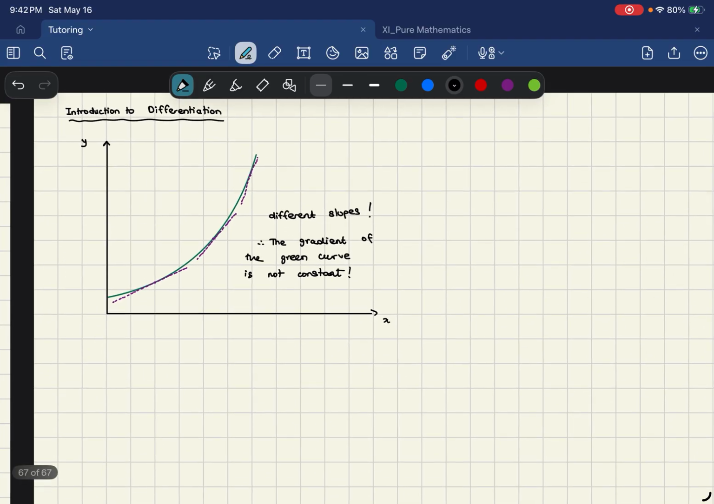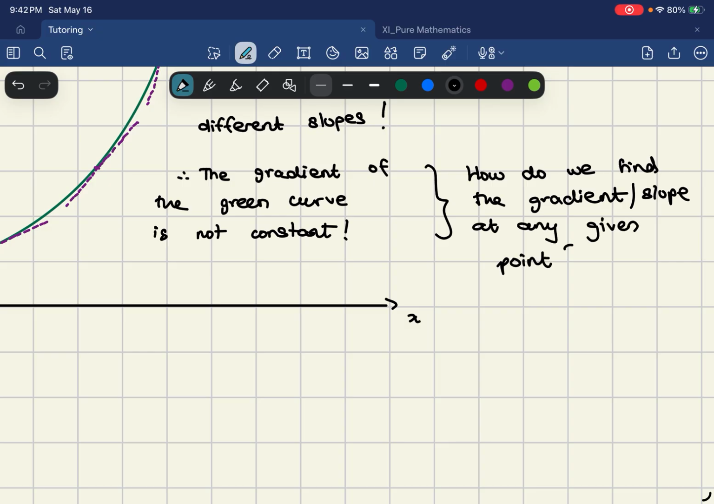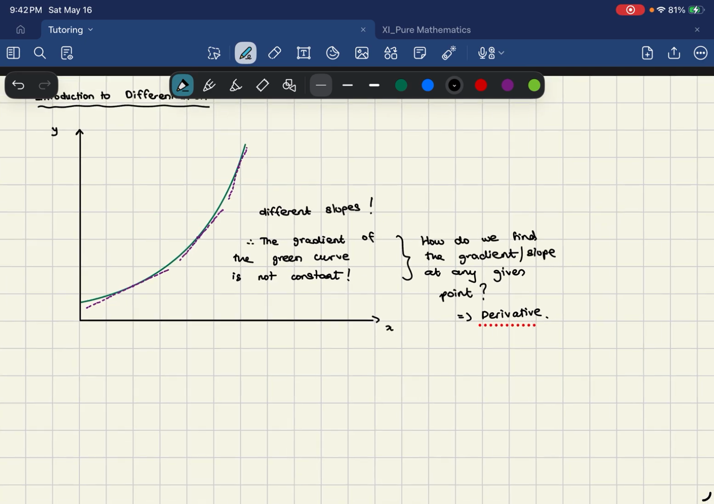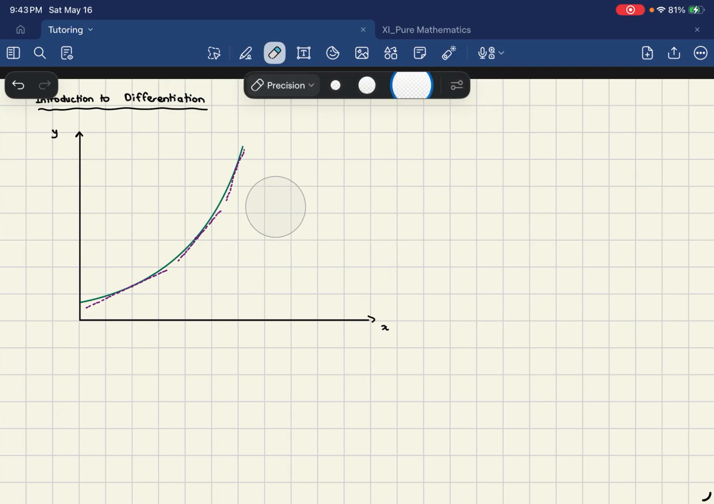So the question is, how do we find the gradient or the slope at any given point? That is the main question. And the answer is derivatives. A derivative can give you the gradient at a specific point. All right. So now let me erase everything and I'll draw stuff again.